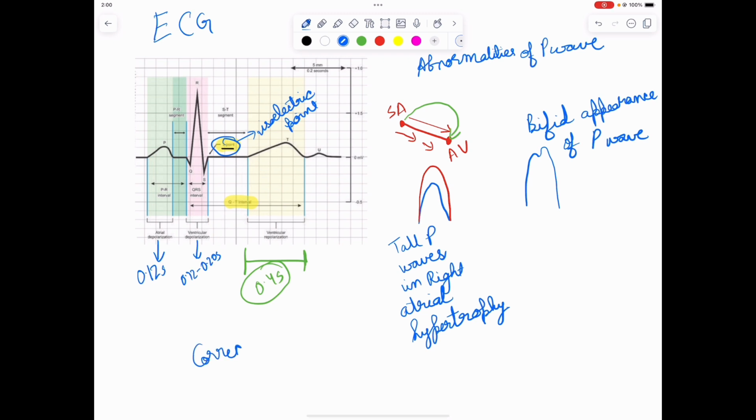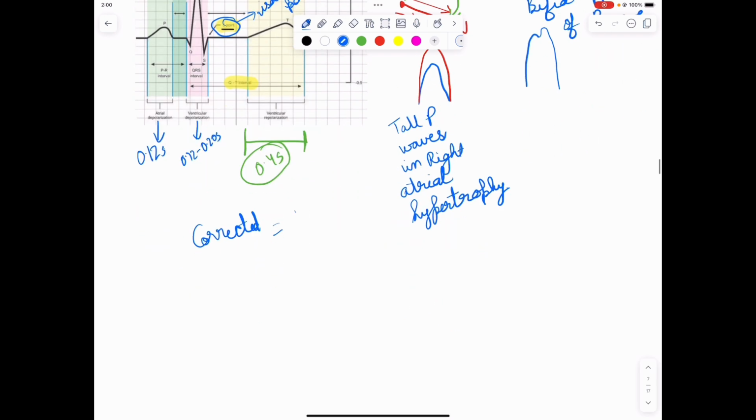So for the corrected QTC interval, what we will do is take whatever QT interval is being calculated in the graph, and then divide it by the square root of the RR interval, and this is known as Bazett's formula. This is for the corrected QTC interval.